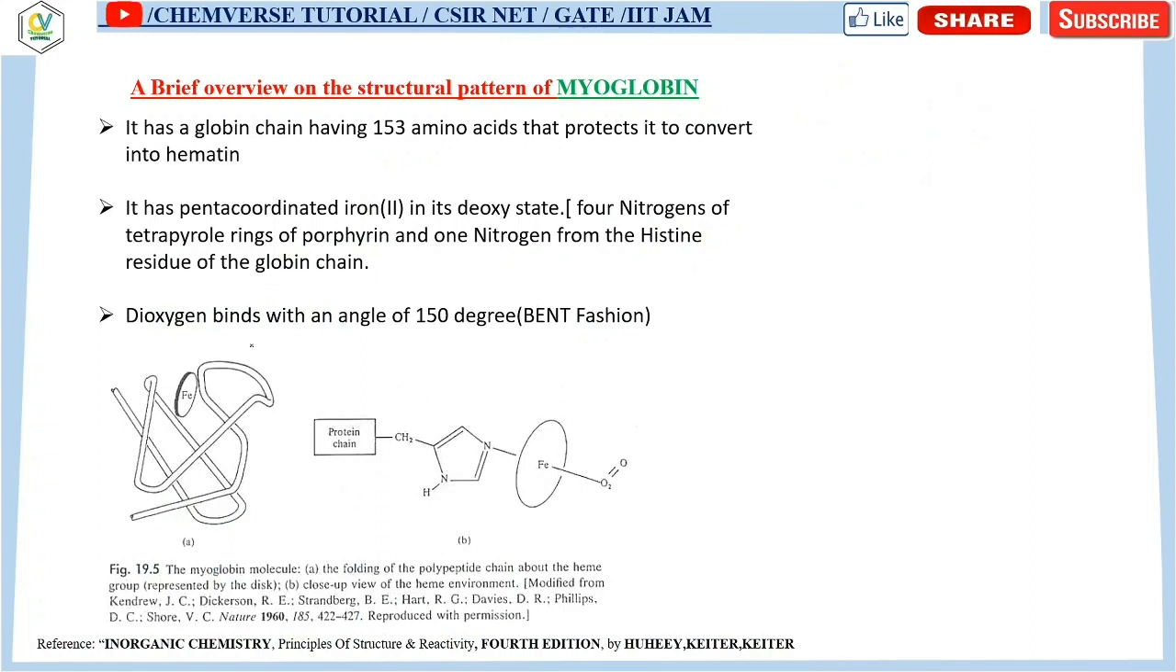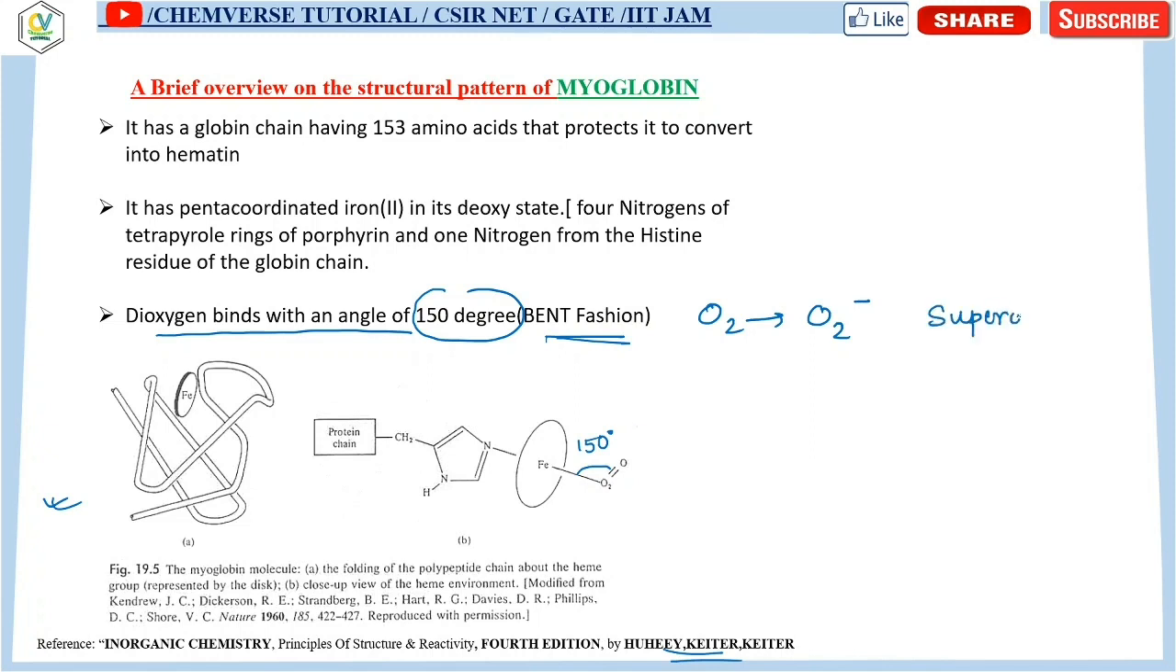Now what actually happens when dioxygen binds with this penta coordinated iron 2 center? It forms a bent angle; if you consider this angle, it will be around 150 degrees. Again, I have taken this picture from the famous book Shriver and Atkins Inorganic Chemistry, 4th edition. Now you can see that over here a bent fashion of binding occurs, and oxygen binds as O2 minus. Okay, so it is a superoxide. It binds in the form of superoxide.